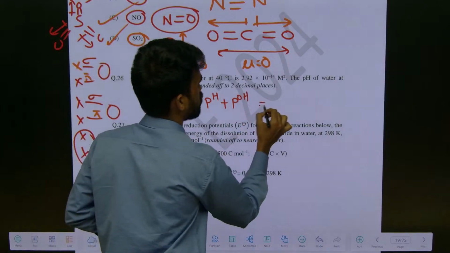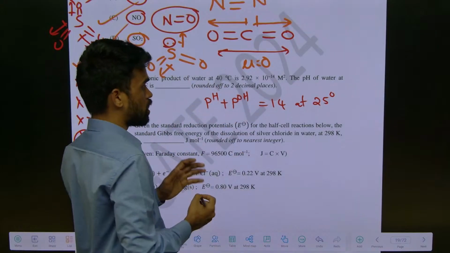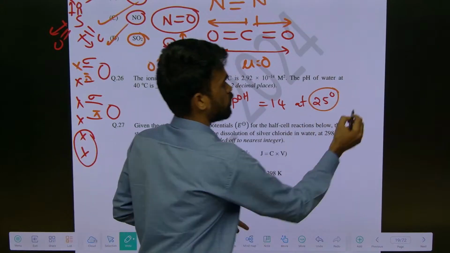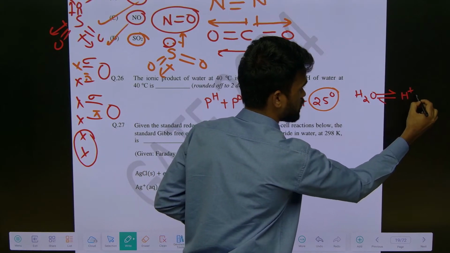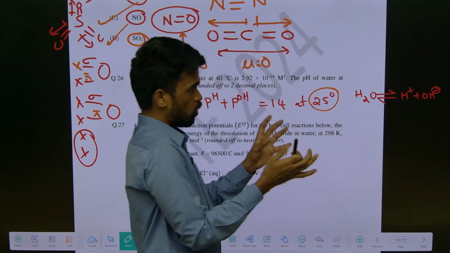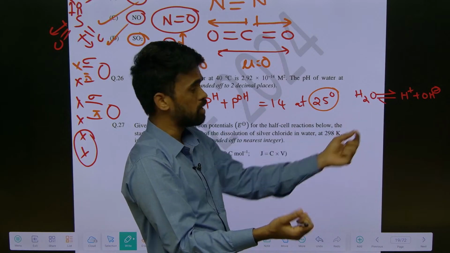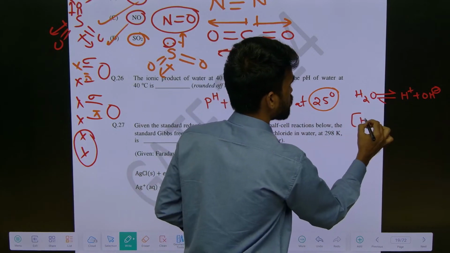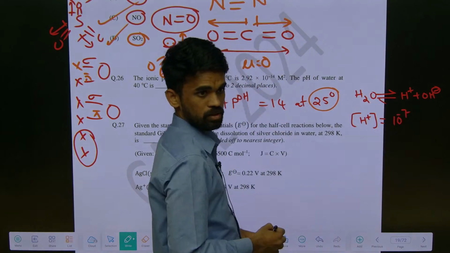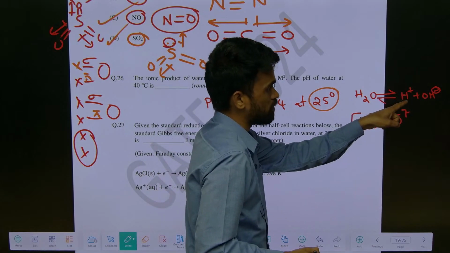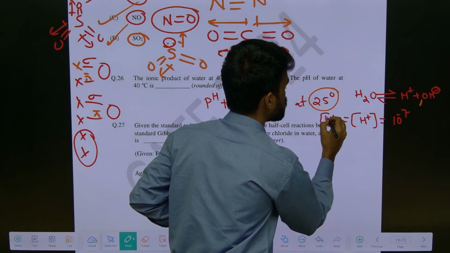pH plus pOH is equal to 14 we are saying, this is at 25 degrees Celsius. Why are we getting this? Because at 25 degrees Celsius, if you consider water dissociation, one water molecule will dissociate to give one H plus and one OH minus. So overall H plus ions and OH minus ions are equal. The value of H plus ion at 25 degrees is found to be 10 power minus 7. If H plus ion is 10 power minus 7, OH minus is also 10 power minus 7. This is at what temperature?